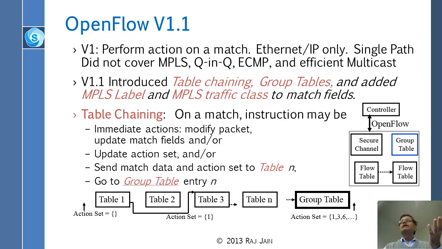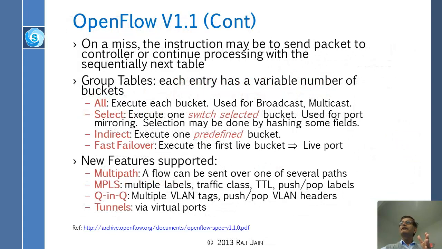All right. Group table is just the last table, except that it has a different structure. A different structure in the sense that it has multiple buckets. Right? So that is explained in the next slide. The group table has multiple buckets, variable number of buckets. Right? And then the instructions will tell you which of these things to do. Either you execute all the buckets, or execute one of some buckets, or you execute ith bucket, things like that. So that is group table.